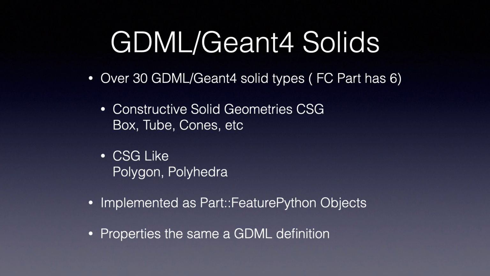Now looking at GDML solids, there are over 30 solid types. FreeCAD's Part workbench just has 6. Constructive solid geometry, those are things like box, tube, cones, etc., and make up the majority of that 30. There are some CSG-like, such as polygon and polyhedra. In the case of the workbench, these are all implemented using FreeCAD's Part feature Python objects, and the objects' properties are the same as the GDML definition. So you can change the property through the properties editor, and things are instantly changed in the display.